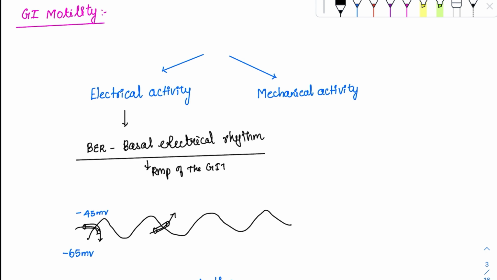So this GIT is not having one specific value of RMP. RMP of the neuron we saw is around minus 70. But here it is not one value. It is fluctuating between different values. It is fluctuating in between minus 65 and minus 45. It is constantly moving around these two values, minus 65 to minus 45, and it is constantly fluctuating.